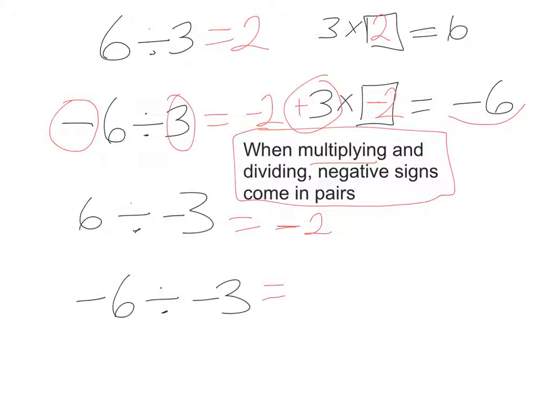And then here, I've already got 2 negative signs. I've got one here and one here, so I've already got a pair. I can't have another one because then it wouldn't have a pair. So it's a positive number, and 6 divided by 3 is 2. So this rule is so useful, and this rule will always work. Whenever we multiply or divide, negative signs will always come in pairs.